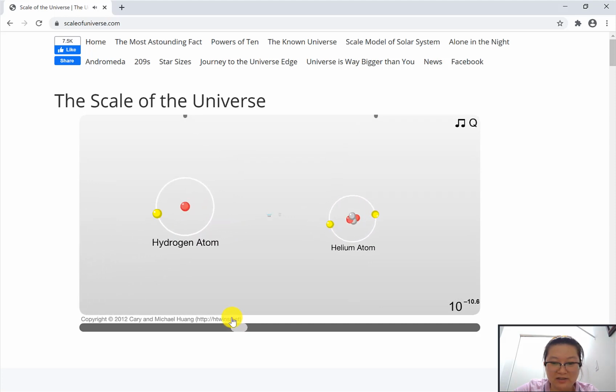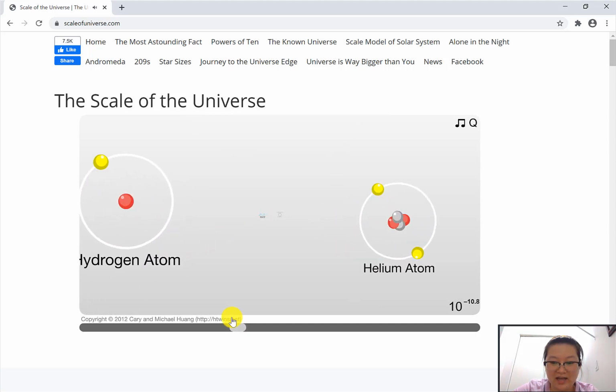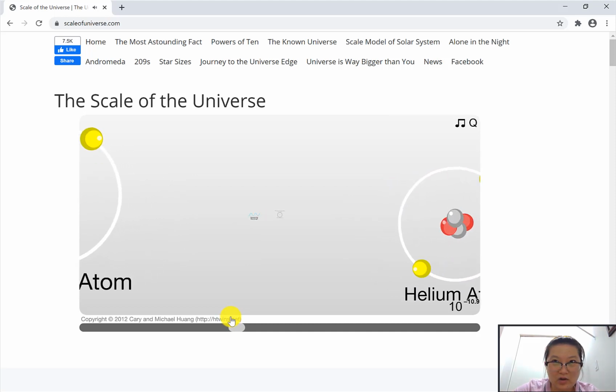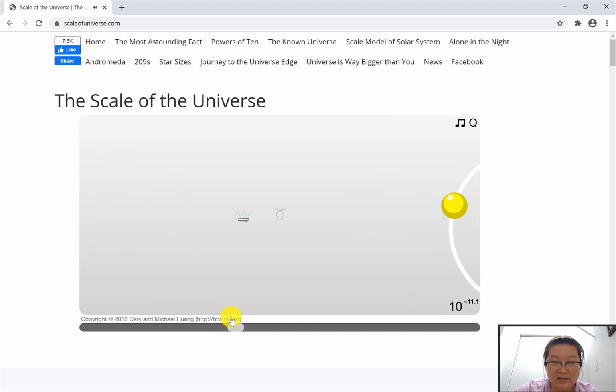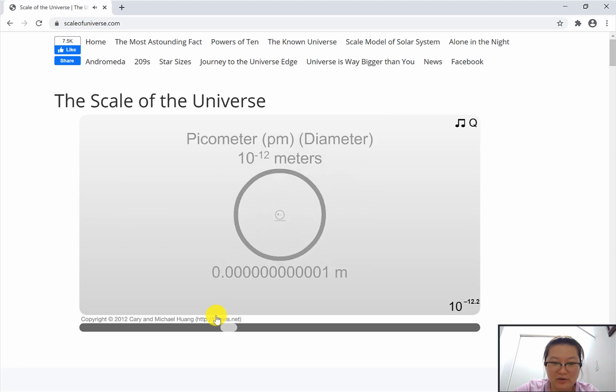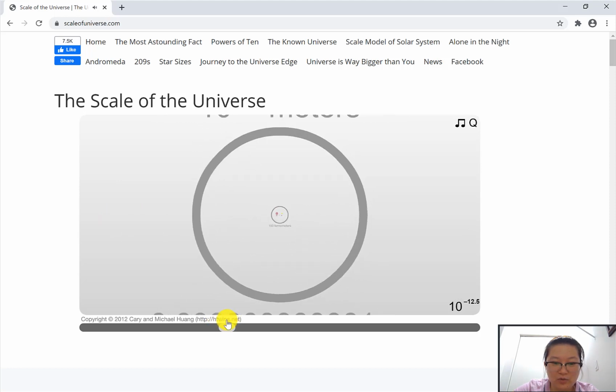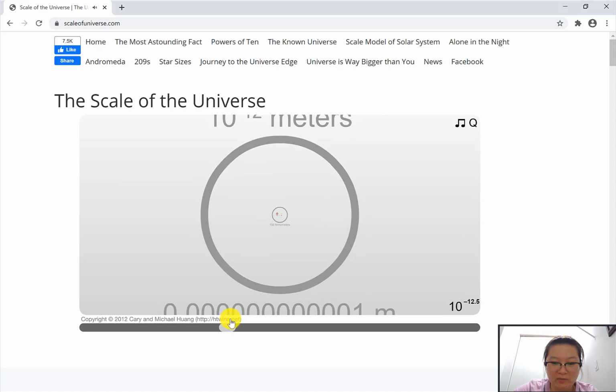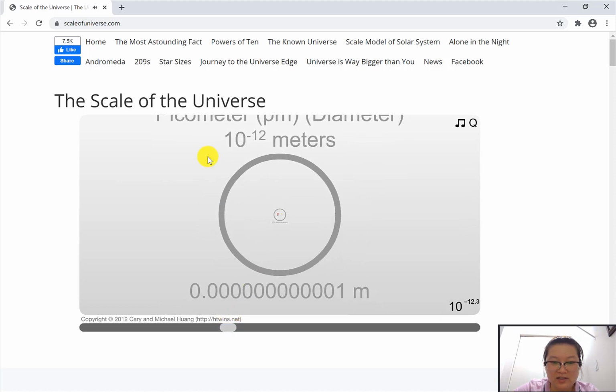Okay, hydrogen, helium atom, 10 to the negative 10. So that is 1 over 1 and 10 zeros. Gamma ray. We just talked about gamma ray earlier. Picometer, 10 to the negative. Oh, let's take a look at the number. So notice this 10 to the power negative 12.